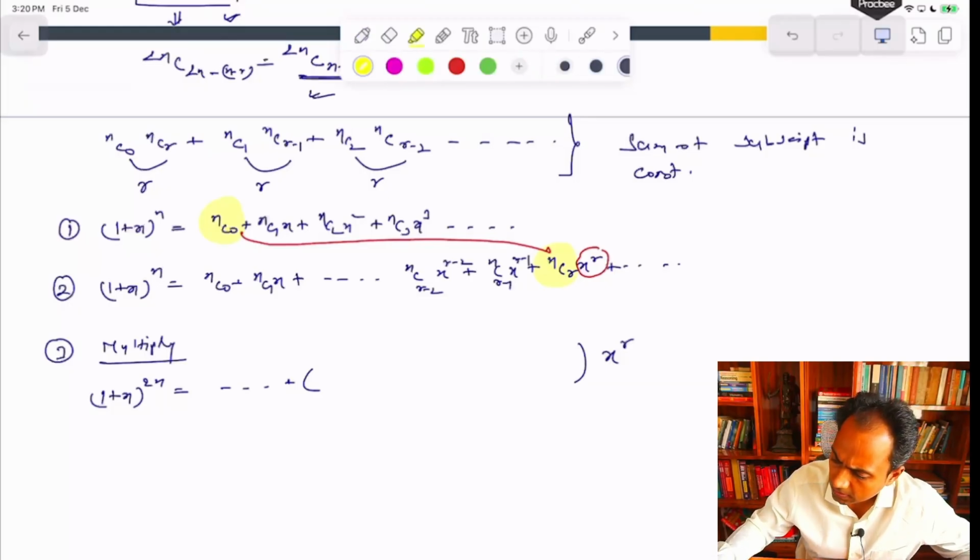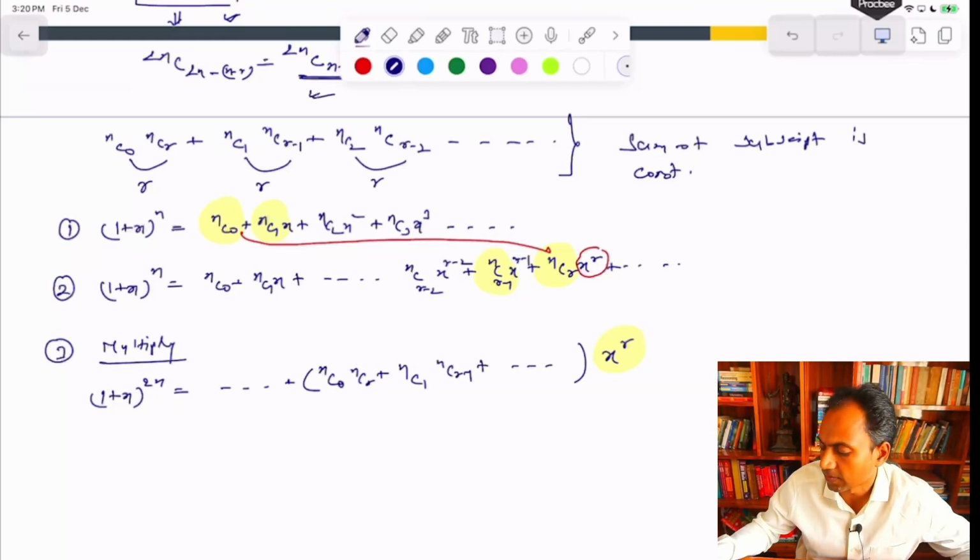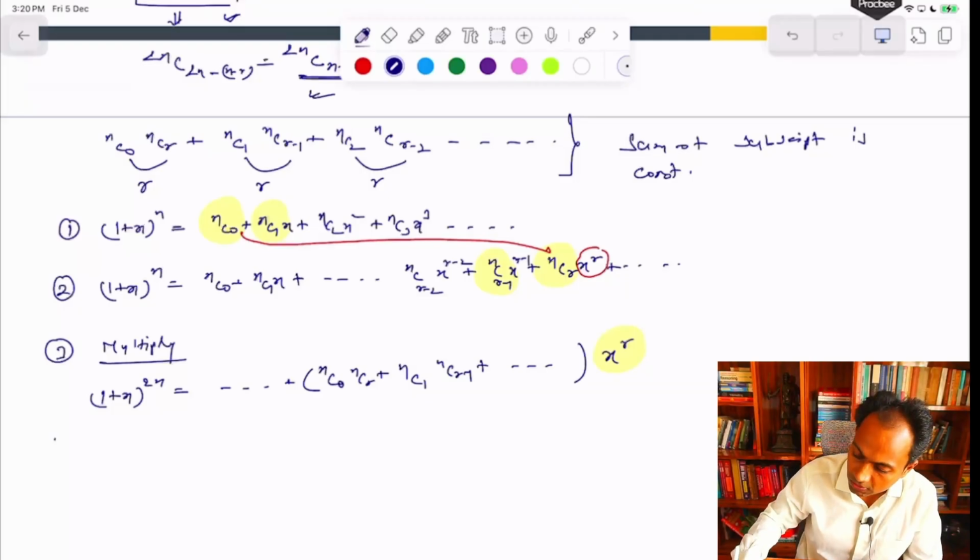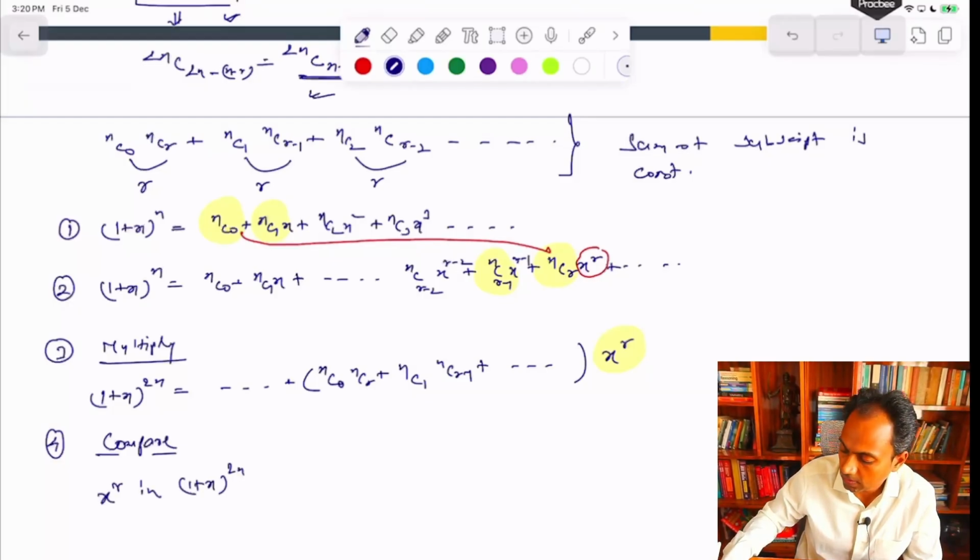Then next one, I am multiplying nC1 with nC(r minus 1). Still the power of x is going to remain the same, x raised to the power r only. If I write it down, this is nC0 into nCr, nC1 into nC(r minus 1), and we will keep on doing the same. What we have understood is, now we will do comparison. We will compare coefficients. What we want is the coefficient of x raised to the power r in (1 plus x) raised to the power 2n, and this is going to be 2nCr.